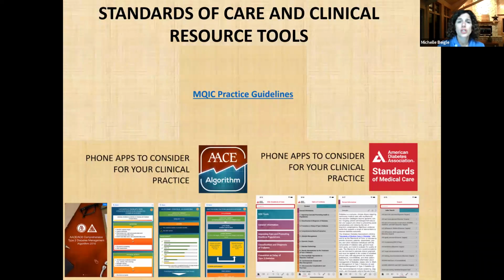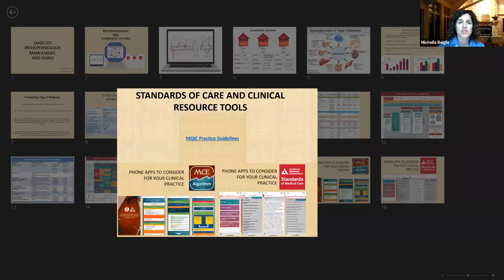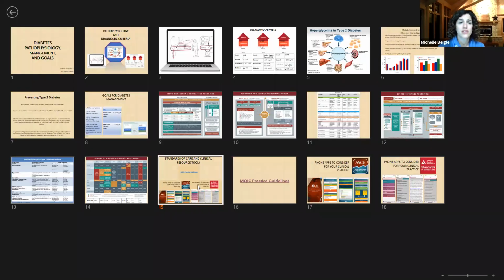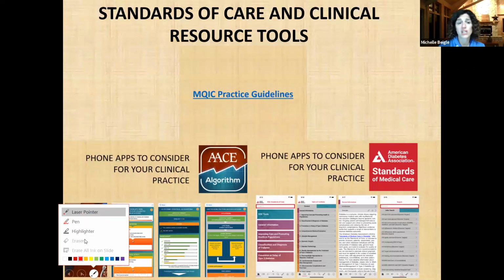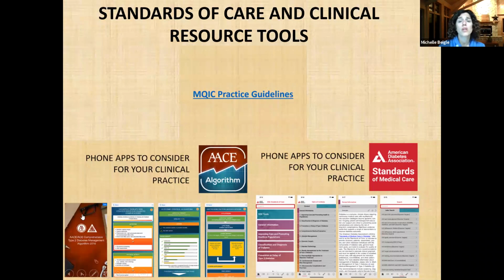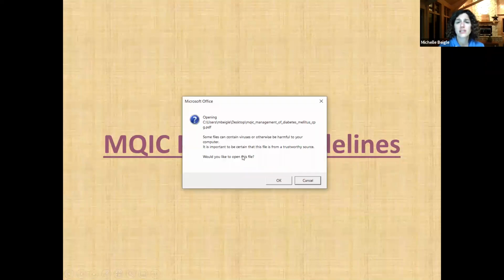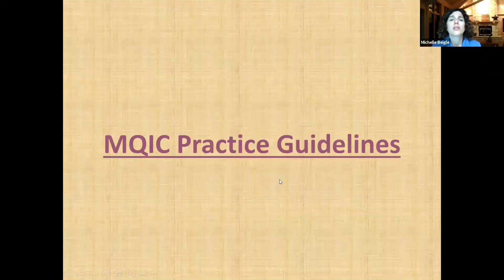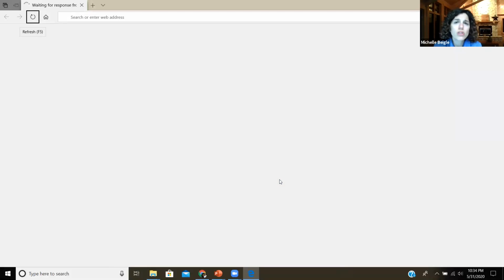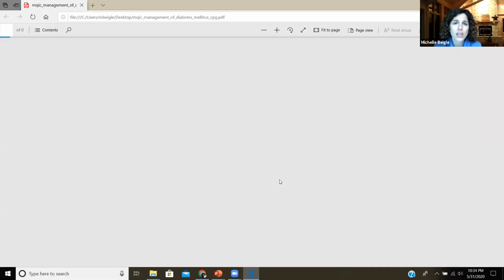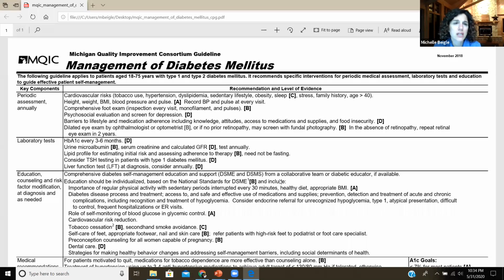So I wanted to share this slide with you because there is a guideline out there, at least for the state of Michigan. And if some of you are not in the state, then you may want to look in your own state for something like this. But what we know is that Michigan produces its MQIC practice guidelines, and I want to open those up for you. These are things that are generally required or highly recommended for the care of all diabetic patients as they come into a primary care office.